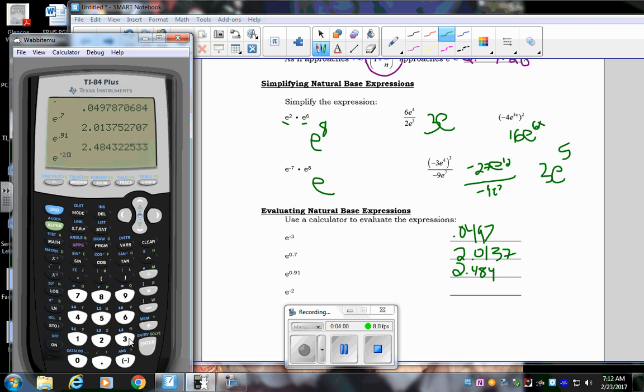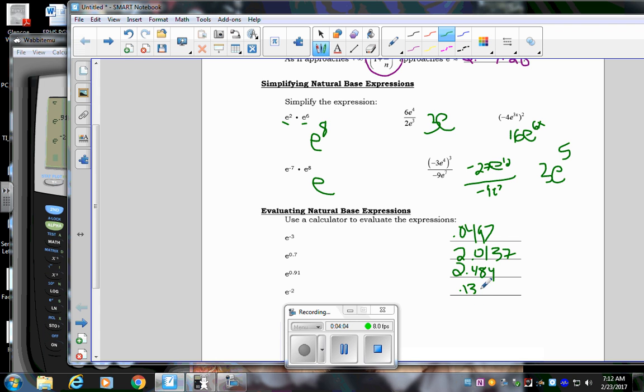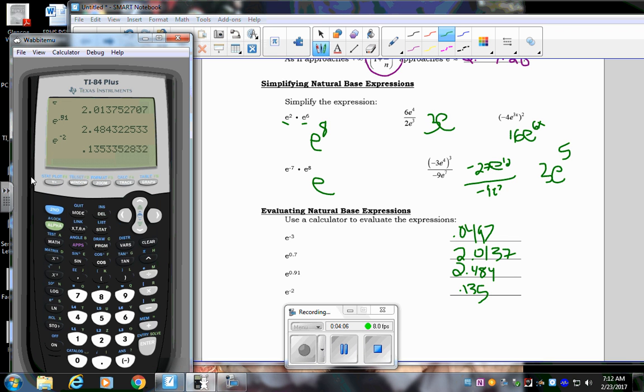So let's take a look at what happens when we have a negative exponent. All right, a smaller number, so 0.135. What came next? 3.